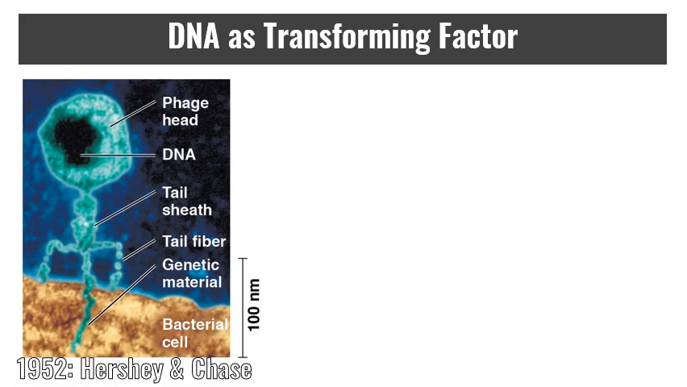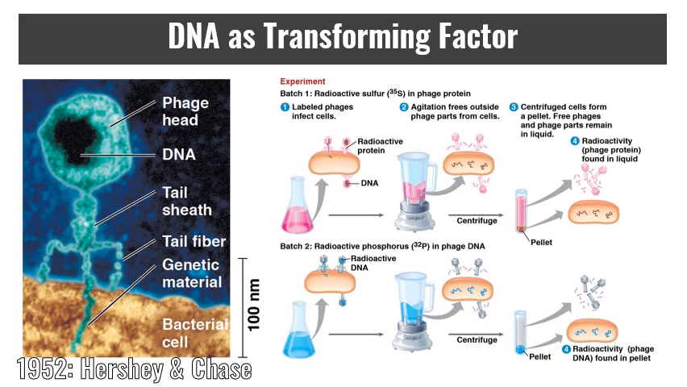However, it wasn't until 1952, when Hershey and Chase studied the T2 bacteriophage, that we realized that DNA was the transforming factor and that DNA is the carrier of genetic information. They used radioactive phosphorus-32 and sulfur-35 to label DNA and proteins respectively. They were able to determine that the viruses, the bacteriophage, passed the genetic information of DNA into the bacteria, not proteins. So this radioactivity determined that DNA is the carrier of genetic information.